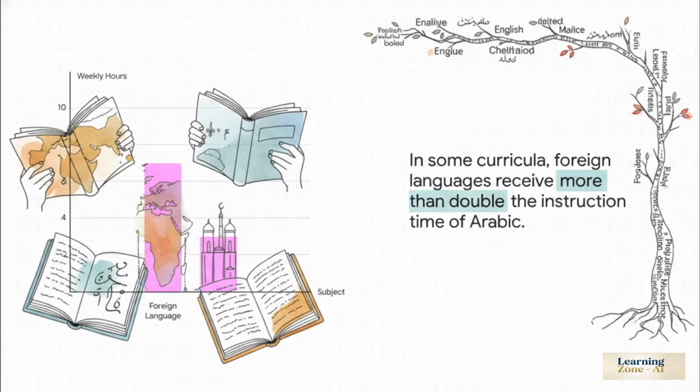This chart, which shows a breakdown of weekly school hours in some modern curricula, really visualizes the problem. Just look at that imbalance. The time spent on foreign languages can be more than double the time spent on Arabic itself. This is creating a generation that's often more fluent in English or French than in their own mother tongue.